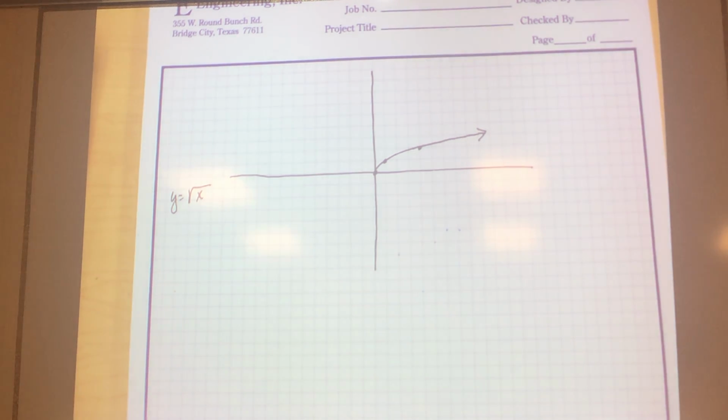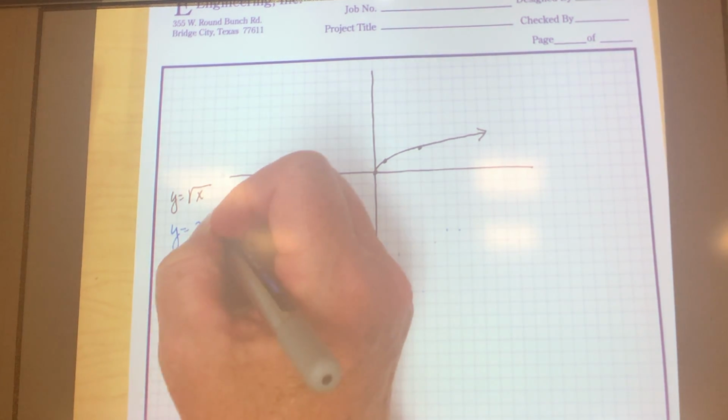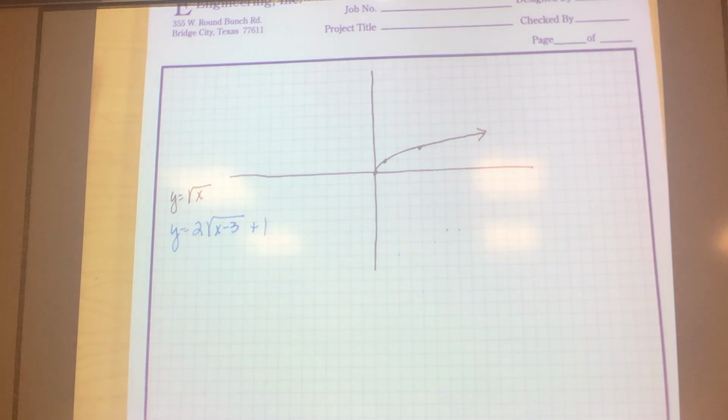So what if I did this to my parabola? What if I said y is equal to 2 times the absolute value of x minus 3, plus 1? First of all, what does this 2 do to this parabola? What do we call it?